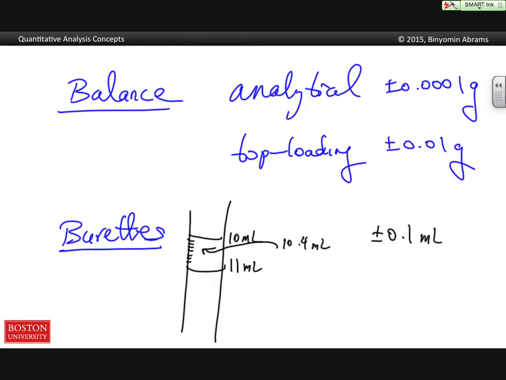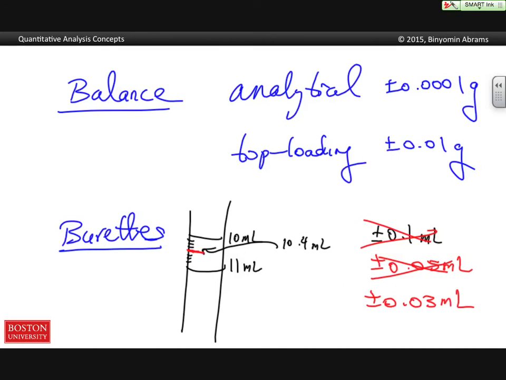But a more skilled user might say, well, I can estimate whether it's exactly on the line, right here, exactly on the line, or maybe I can estimate whether it's halfway. Such a person would say, well, I could get to plus or minus 0.05 milliliters. And then there's others, and this is what I would consider to be the typical way of using a burette, who can not only estimate whether it's halfway, but there's a good deal of ability to measure whether it's more than halfway or less than halfway. And if that's the case, we could say that the burette is measured to 0.03 milliliters.